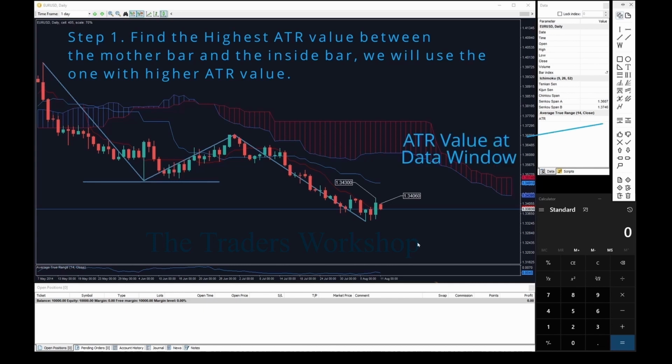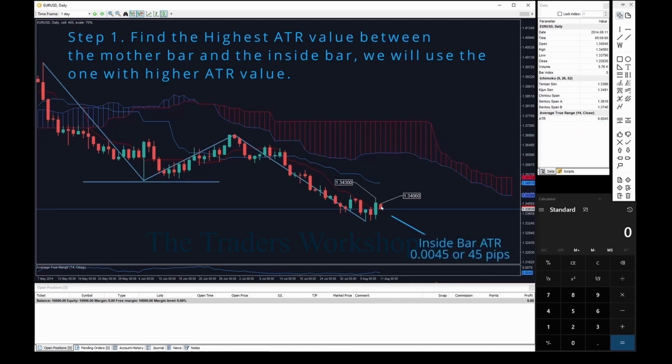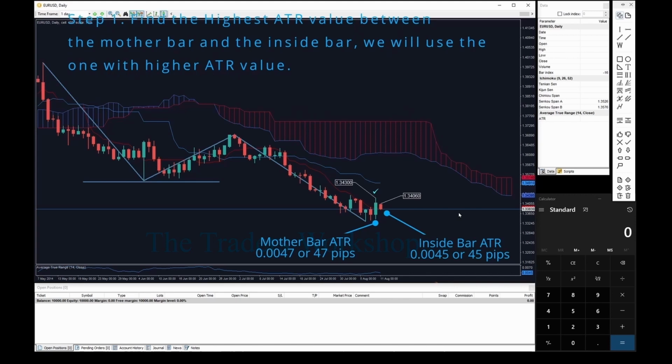Focus your attention on the average true range value at the data window while I hover my mouse cursor on these candles. The ATR of the inside bar is 0.0045 or 45 pips. And the ATR of the mother bar is 0.0047 or 47 pips. The mother bar has a higher ATR than the inside bar, so we will use the ATR value of the mother bar.